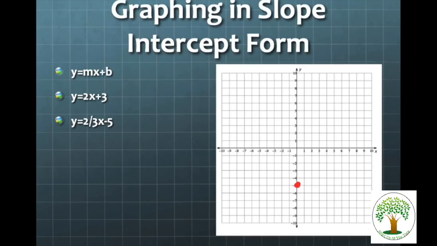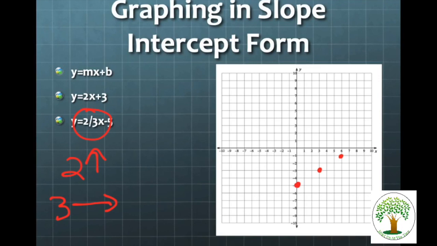And our slope says that we're going to go up 2 and over 3. That's what that means. We're going to go from here, we're going to go up 2 and over 1, 2, 3. Up 2 and over 1, 2, 3. And then we can draw a line. You can do as many points as you need. 2 is the minimum. You could do 3, you could do more.